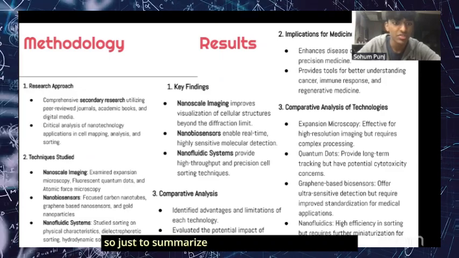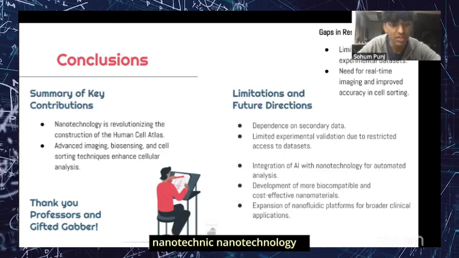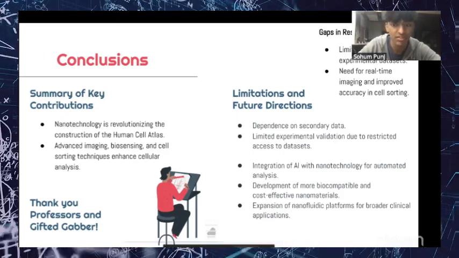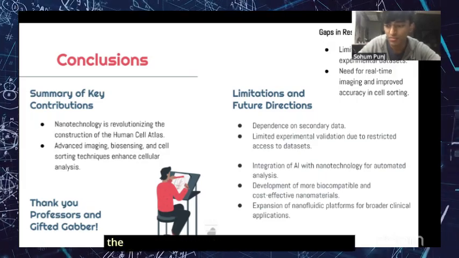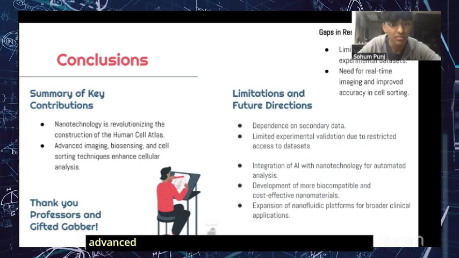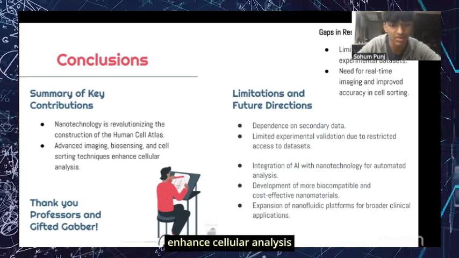So just to summarize my conclusions a little bit, nanotechnology is currently revolutionizing the construction of the Human Cell Atlas, especially with the incorporation of the techniques that I studied. Advanced imaging, biosensing, and cell sorting techniques enhance cellular analysis.